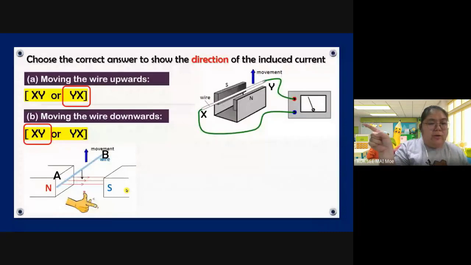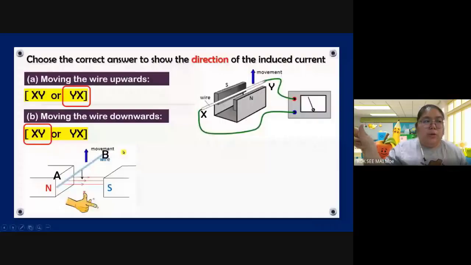First, the conductor wire moves upwards, so you point up. Where is the second finger? Take it out. The second finger now points far away from me. Far away from me is A to B. If I stand in front of A, that means it is far away from me, so the current goes from A to B.